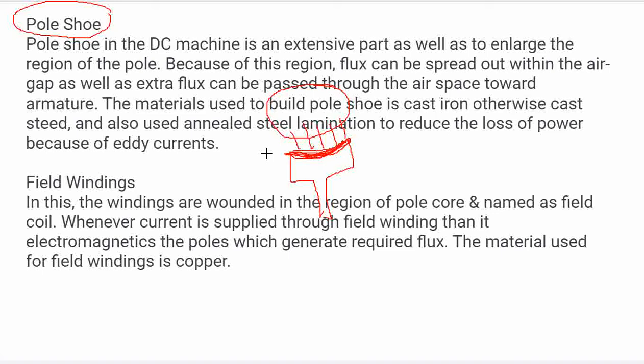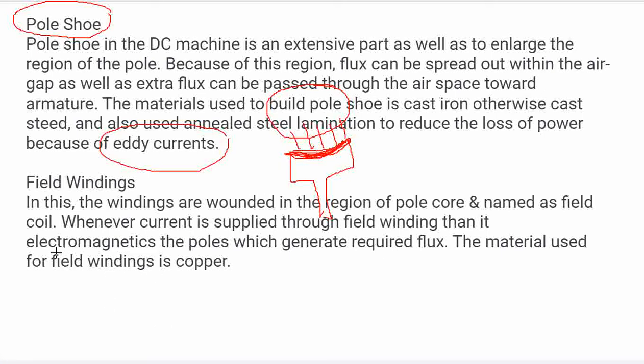Basically, the pole shoes are made of cast steel and also annealed steel, laminated to reduce the loss from eddy currents. Here too, eddy currents are formed because of the magnetic field effect.